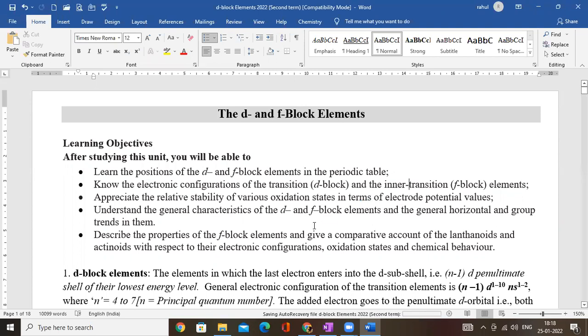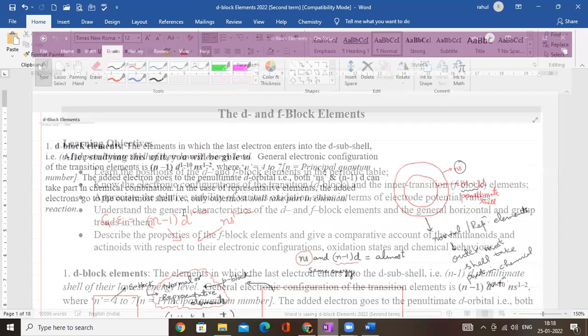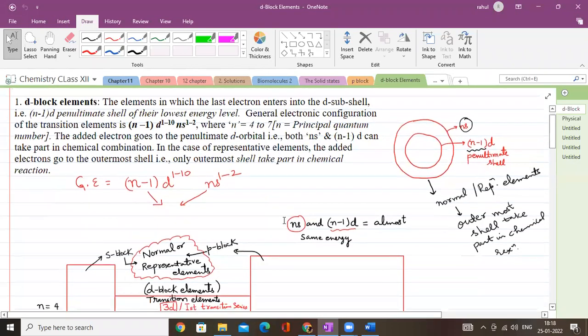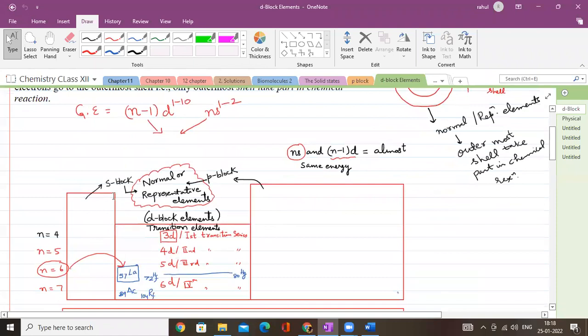Now let me start with what basically D block elements are. If you see the periodic table, on the extreme left hand side we have the S block elements, on the extreme right we have the P block elements, and these S block and P block elements are collectively called normal or representative elements. And in the center we have the D block elements, which are basically called transition elements.